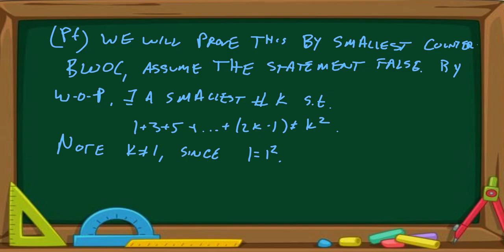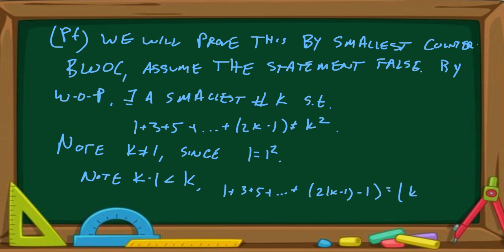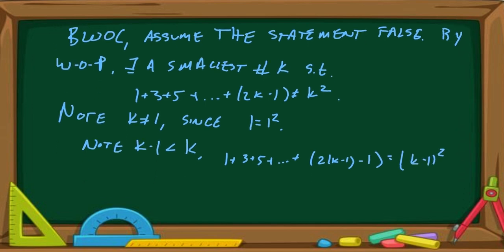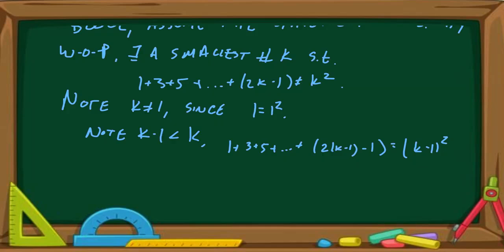And so then let's consider the number smaller than k. Note also that k minus 1 is less than k, right? Because it's smaller, that implies that 1 plus 3 plus 5, all the way up to 2 times (k minus 1) minus 1, is equal to (k minus 1) squared. Because k minus 1 is strictly smaller than k, the statement has to be true for that one, because k was the smallest situation where it doesn't work.